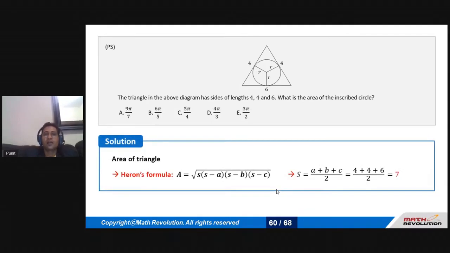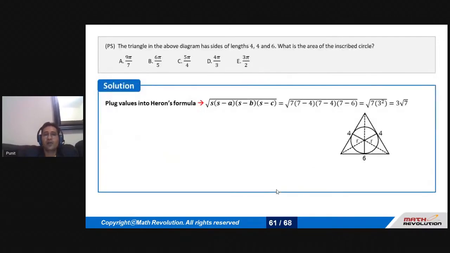We'll quickly apply the logic of area of triangle to Heron's formula. The semi-perimeter is (4 plus 4 plus 6) divided by 2, which is 14 divided by 2, that gets me 7. If I find the area of the triangle quickly by plugging in the values, I get the square root of 7 times (7 minus 4) times (7 minus 4) times (7 minus 6). That gets me 3 times 3 times 7, so that's 7 times 3 squared. So that is 3 root 7.